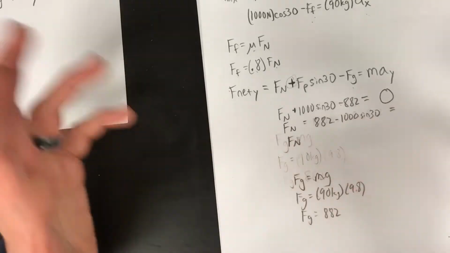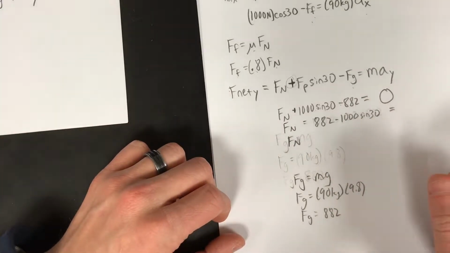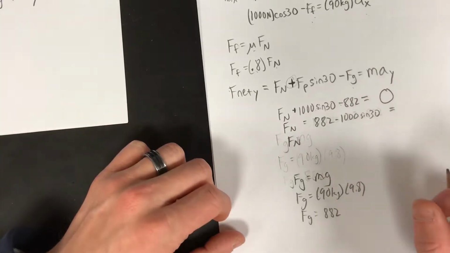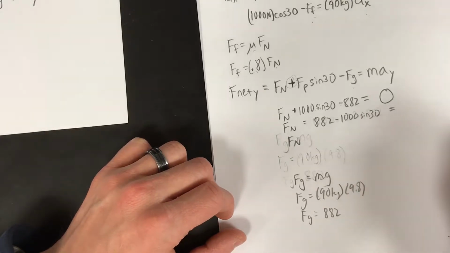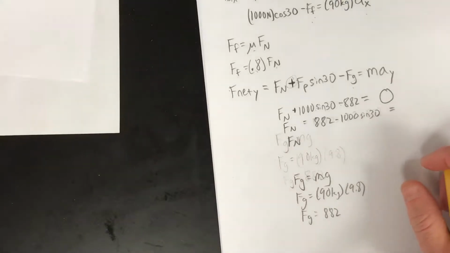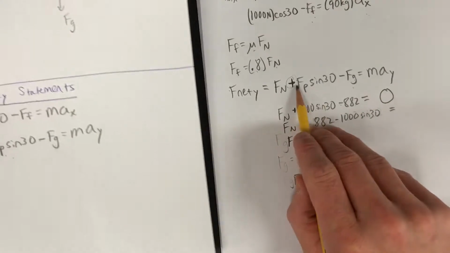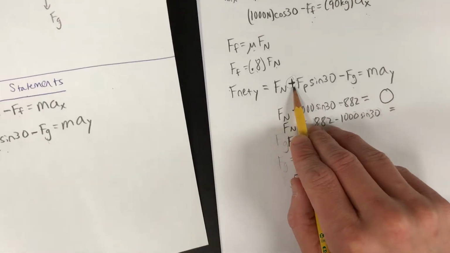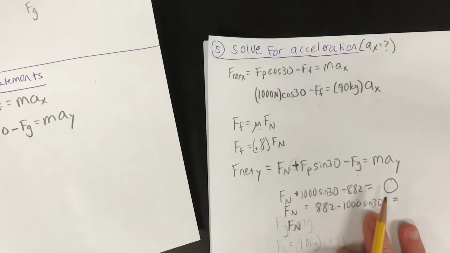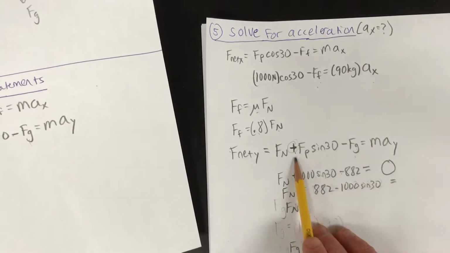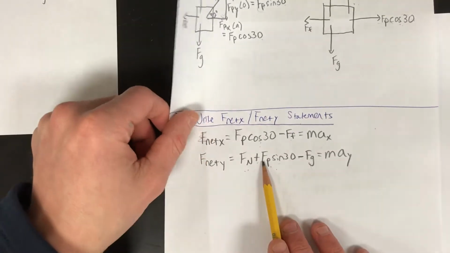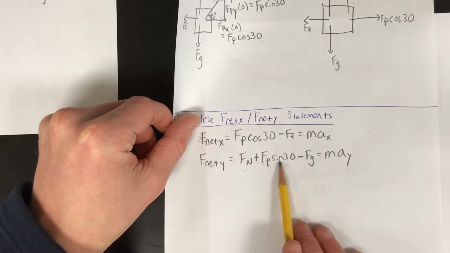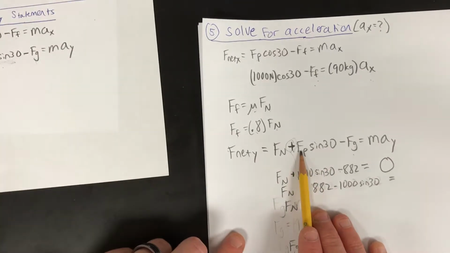So we're just going to pick up where we left off in the last video and finish the problem solving for acceleration. I had mentioned that when I recopied my FNetY statement, I actually put a minus there under my solve section. It's actually a plus in the equation because FP sine 30 is a positive force. So that should be a plus there.